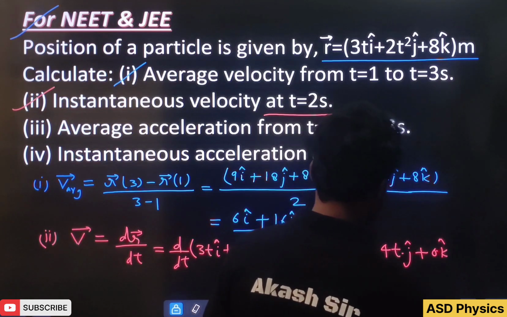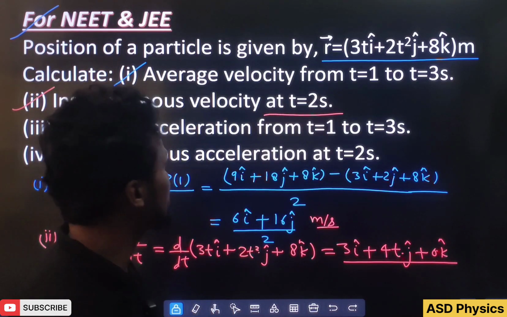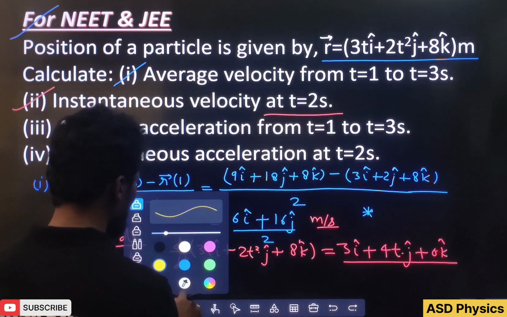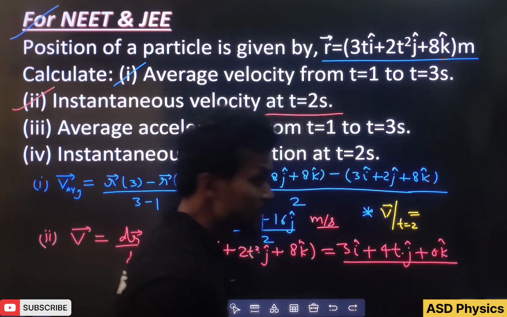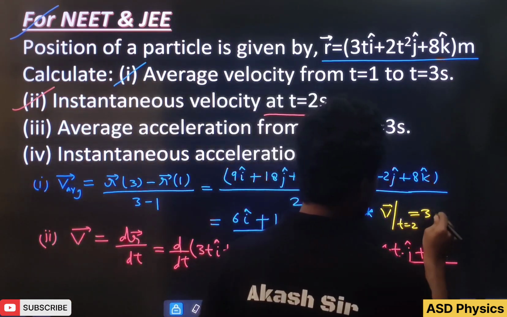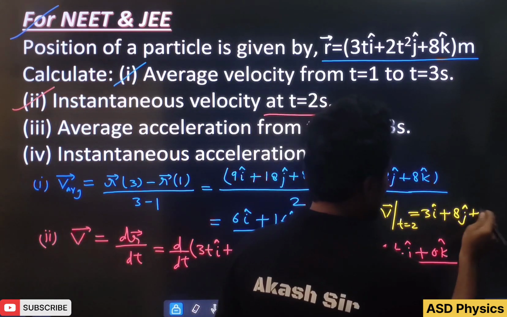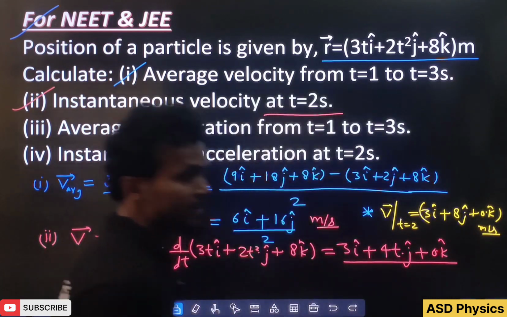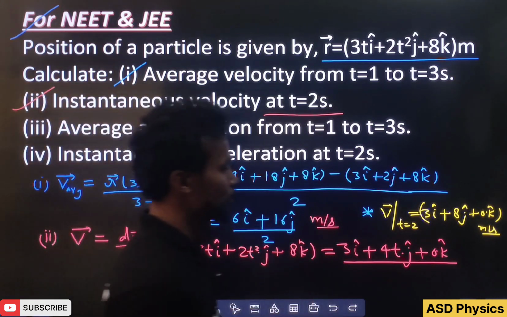Now students, this one we have got is the velocity vector. After that, we have to calculate at which time? t equal to 2. So when you put t equal to 2, what will happen? Let's see this velocity at t equal to 2. Just put t equal to 2 here. What will become here? 3 i cap plus 4 into 2, 8 j cap, and 0 k cap. And you can write the meter per second unit also. Students, kindly remember this velocity vector, because we have to use it further. Now what is this? 3 i cap plus 8 j cap.